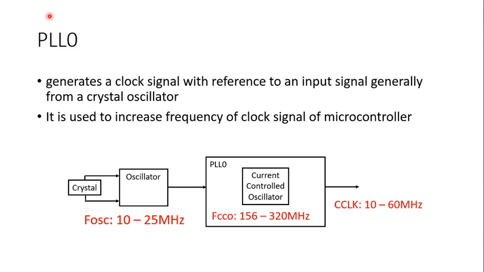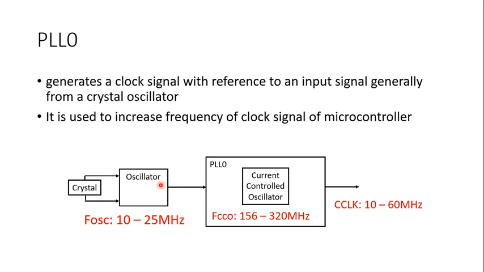So we will concentrate on PLL0. It generates a clock signal with reference to an input signal, generally from a crystal oscillator, and it is used to increase the frequency of the clock signal of the microcontroller. Okay, so you can see exactly the working of PLL0 from this diagram. This is the oscillator present inside the 2148 and one crystal is connected to the oscillator, and its frequency can be 10 megahertz to 25 megahertz. Any frequency you can generate there using the crystal.